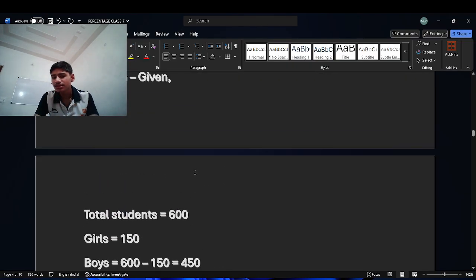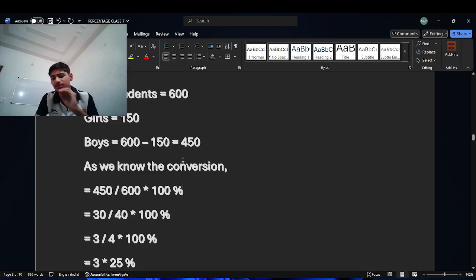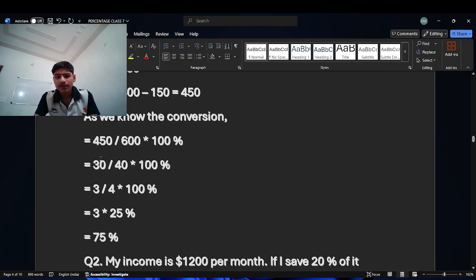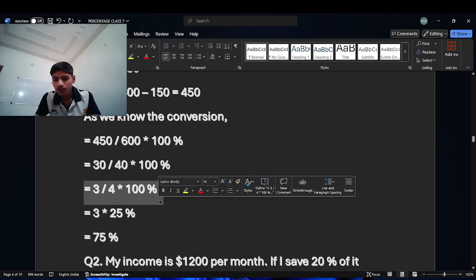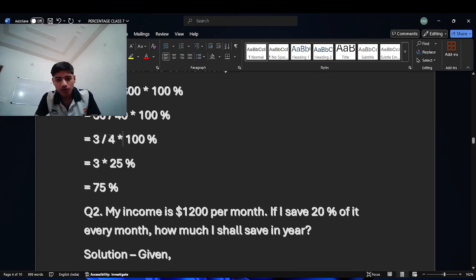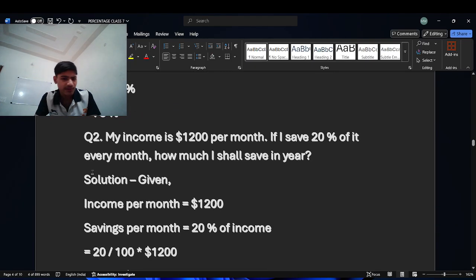To calculate percentage, we just have to multiply by 100%. I repeat again. 15 times 30 is 450, and 15 times 40 is 600. So I have cancelled it out. 0 and 0 will be cancelled again. So 3 by 4 is remaining. So 4 times 25 is 100. So 3 into 25 will be 75%.